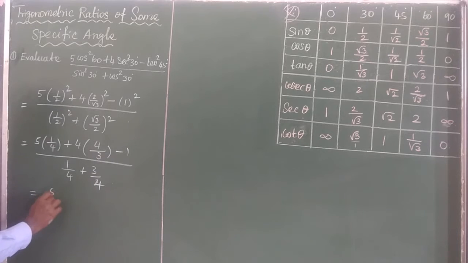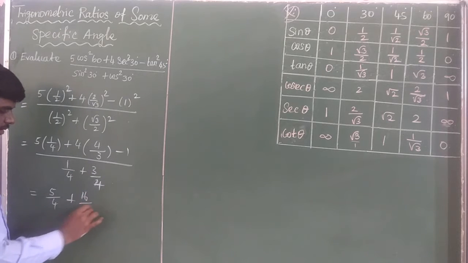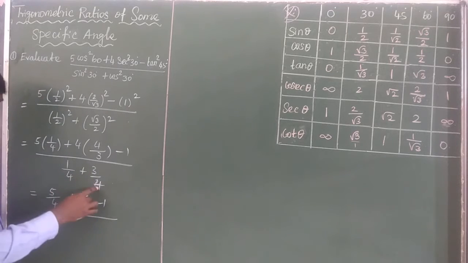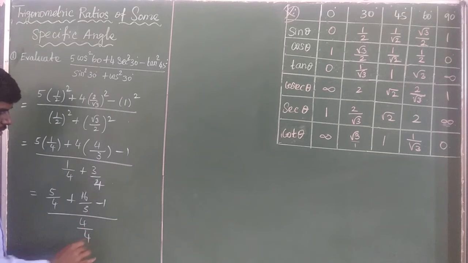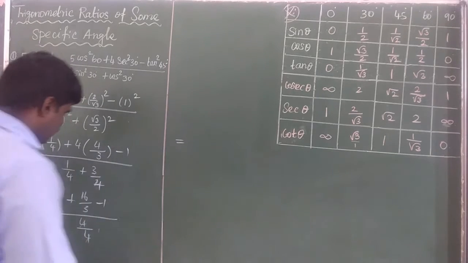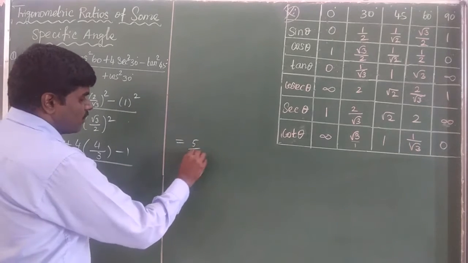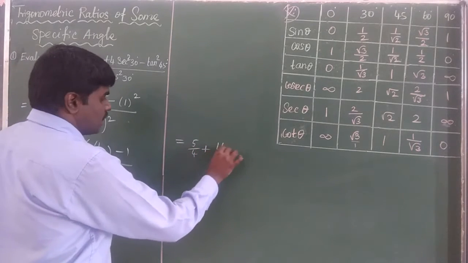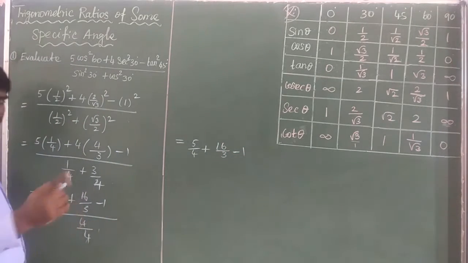So simplifying: 5 by 4 plus 16 by 3 minus 1, divided by the denominators. Both denominators are the same, so the numerators can be divided straight away; 4 divided by 4 cancels, and the denominator value will be 1. So we have 5 by 4 plus 16 by 3 minus 1, because the denominator value should be 1.